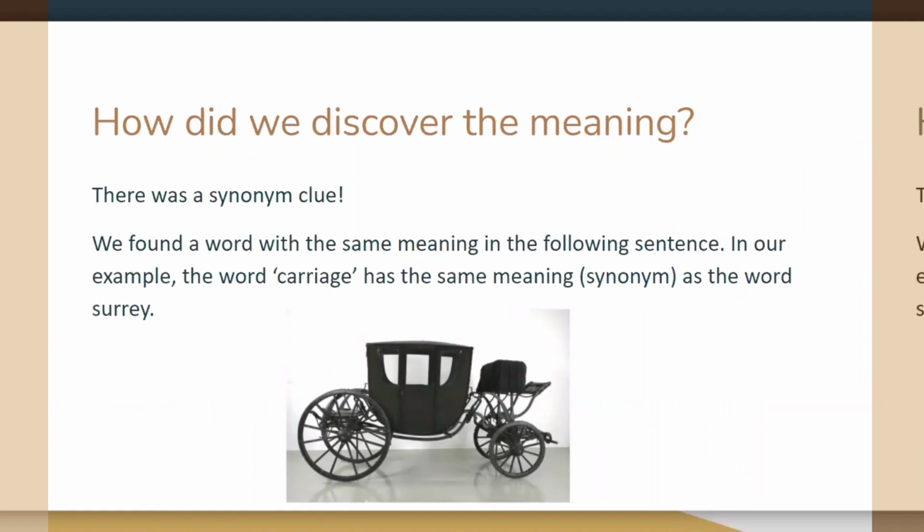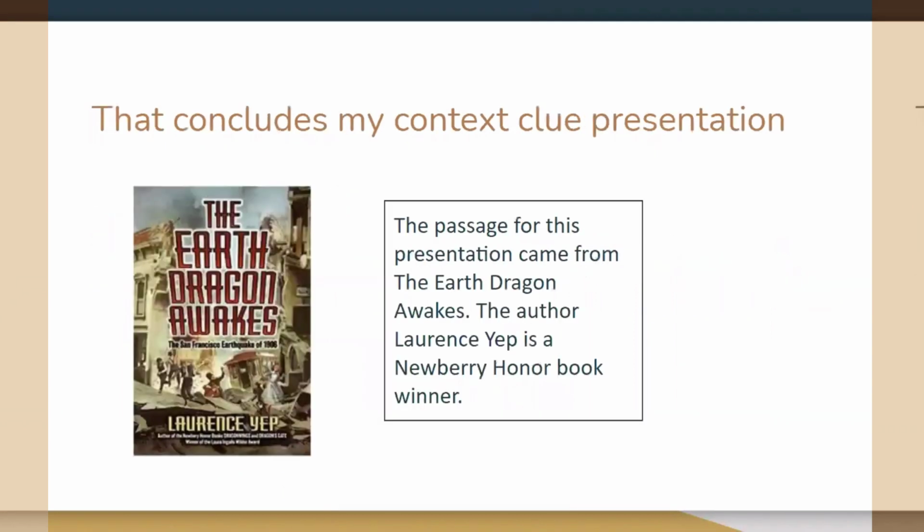How did we discover the meaning? There was a synonym clue. We found a word with the same meaning in the following sentence. In our example, the word carriage has the same meaning, or it's a synonym, as the word surrey. So that concludes my context clue presentation.